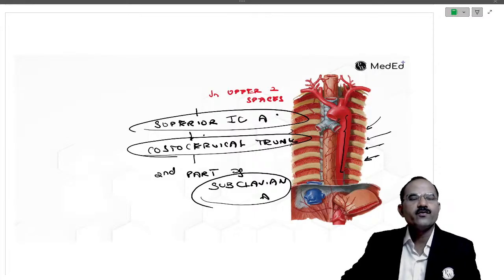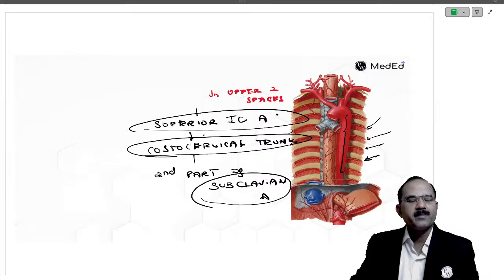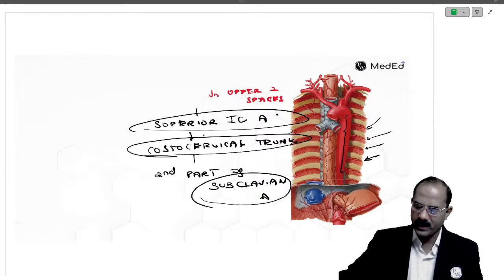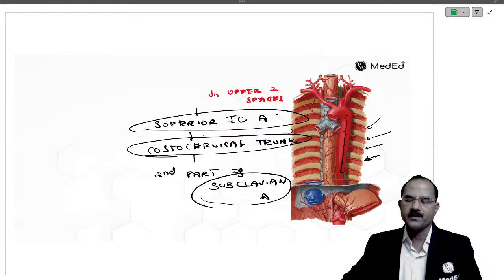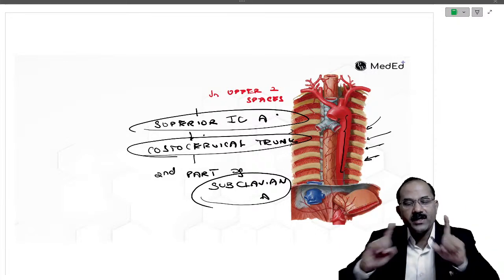It's a branch of first part of axillary artery. Very good, Vinay. Very good, Rishi. It's a branch of first part of the axillary artery. Remember, children? First part of the axillary artery. Okay, fine. So there is one posterior intercostal artery in each space.